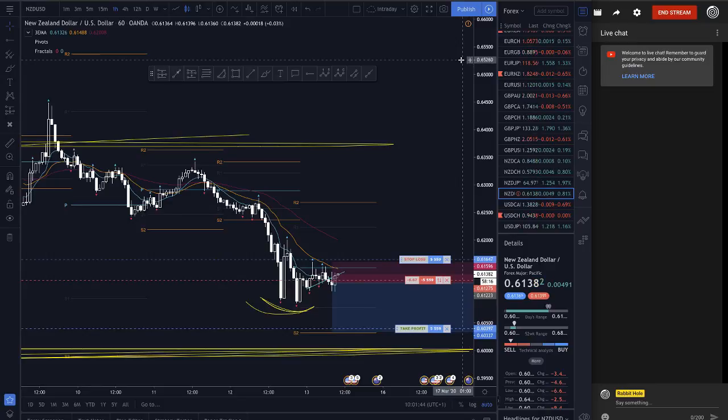Okay, that's the end of my strategy. That's what I trade. There's nothing more to it. I'm working on the reversal stuff, but I don't have anything substantial yet.